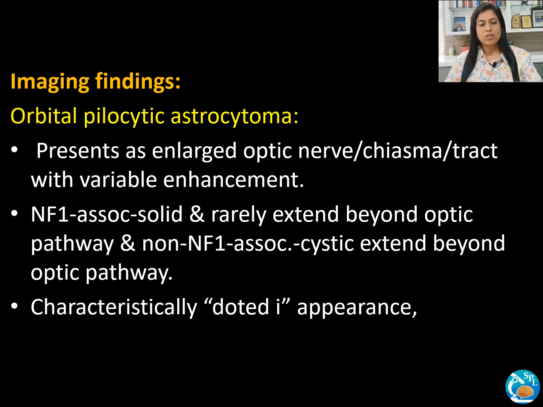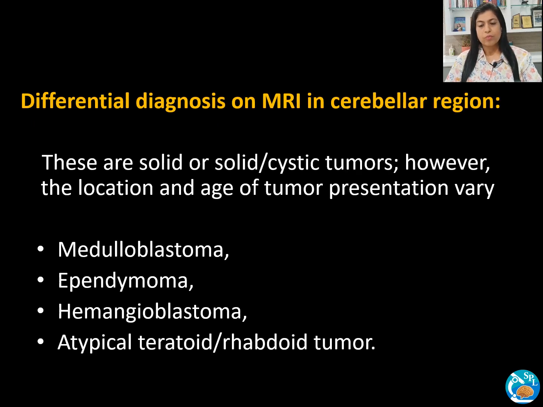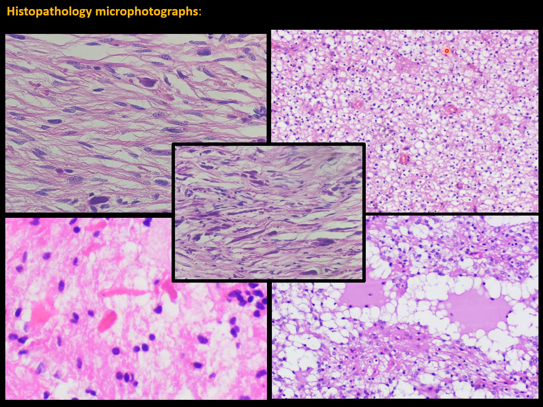Now, these tumors characteristically have a dotted eye appearance on imaging. The differential diagnosis in the pediatric age group for a cerebellar tumor, which are usually solid cystic, could be medulloblastomas, ependymomas, hemangioblastomas, and atypical teratoid rhabdoid tumors.